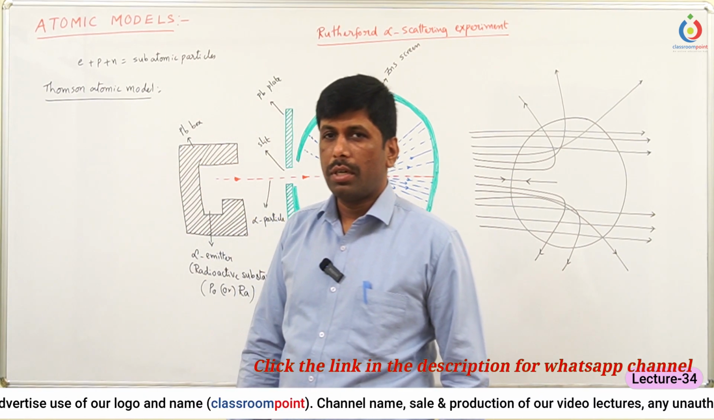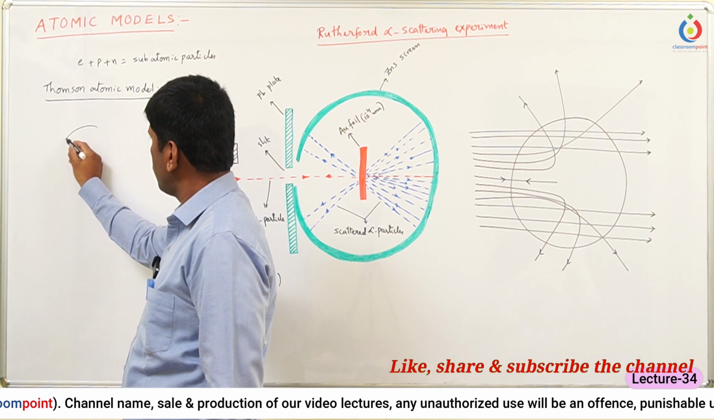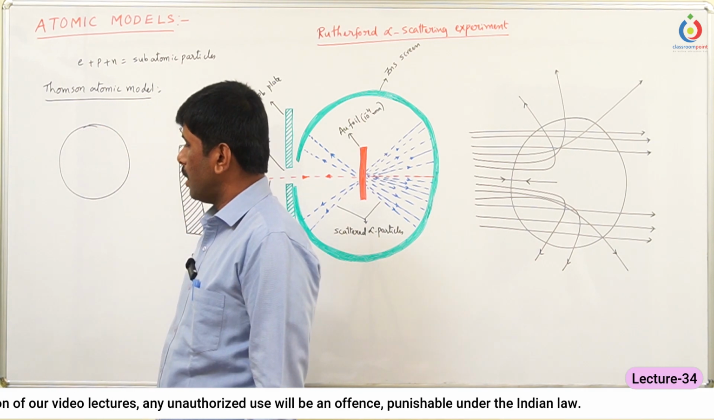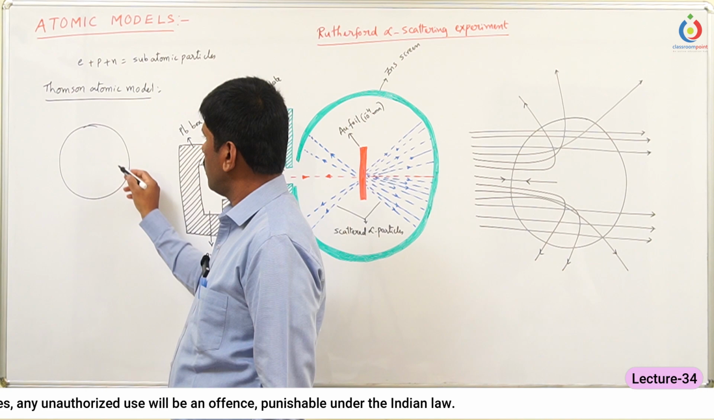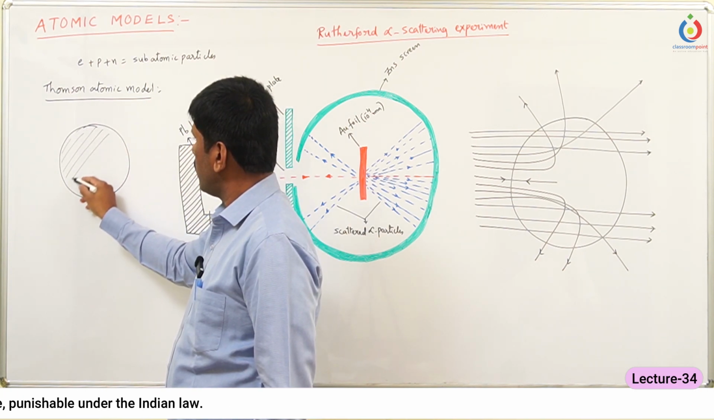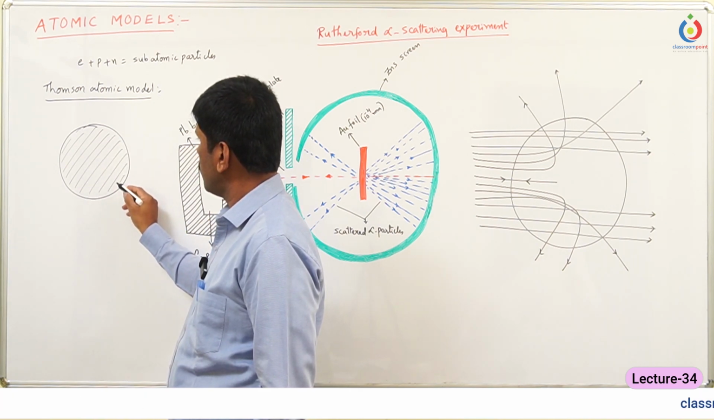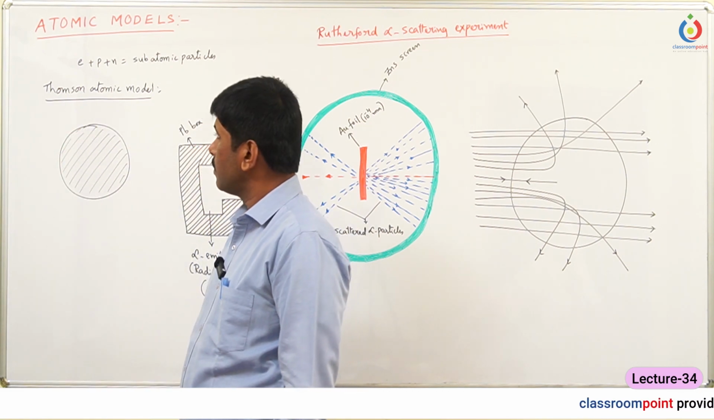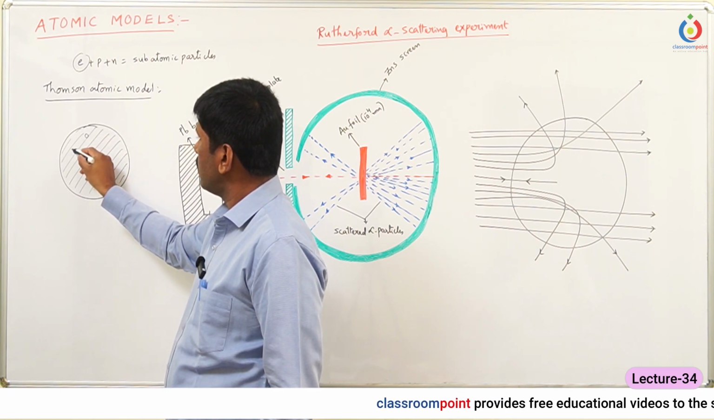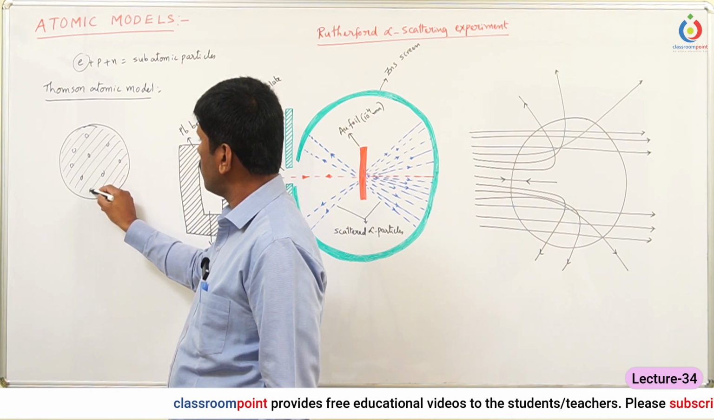According to the Thomson atomic model, he assumed that the atom is a sphere of positive charge. That means the atom is spherical in shape and the entire positive charge is uniformly distributed throughout the atom. Electrons are present here and there, at different places in this positive charge.